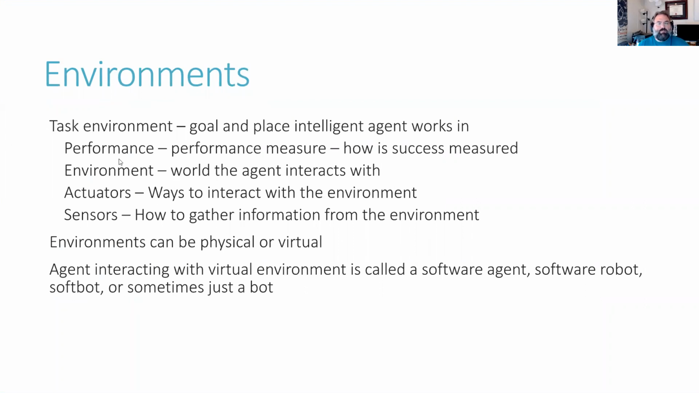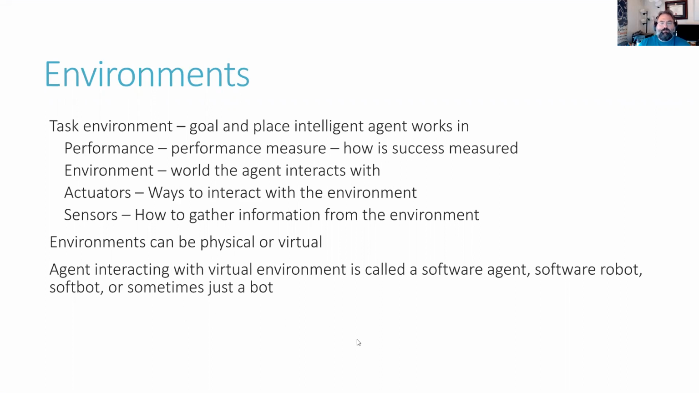Environments. The different types of environments can be physical or virtual. Task environment is the goal that the intelligence works in. Performance is about performance measures, how success is measured, the environment, the world in which it interacts, physical or logical, whatever it might be. Actuators, ways to interact with the environment. That could be a lever or a remote controlled arm.